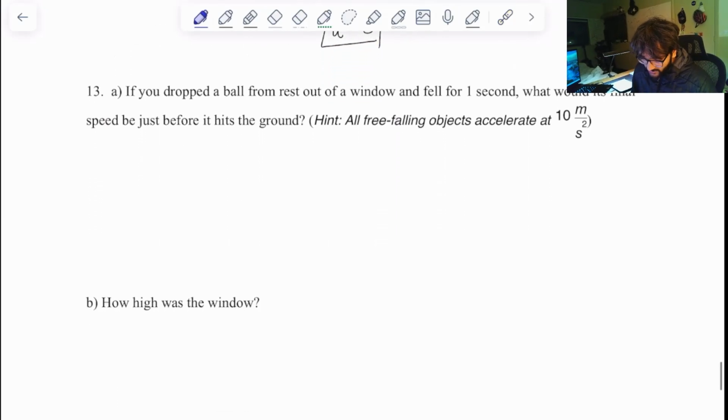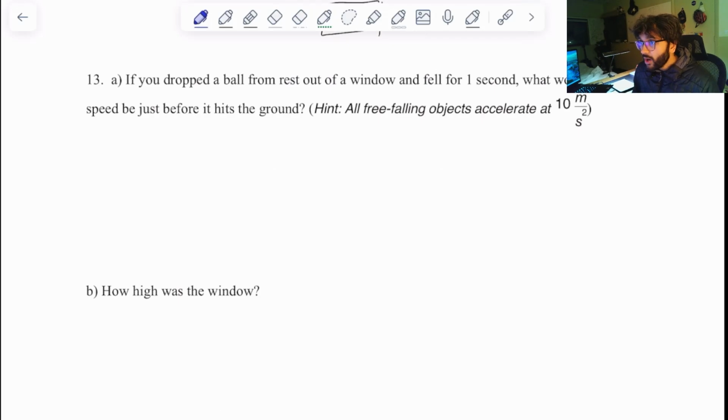On to the next one. Question 13 is, if you dropped a ball from rest out of a window and it fell for 1 second, what would its final speed be just before it hits the ground? Okay, in the hint it says all freely falling objects accelerate at 10 meters per second squared.